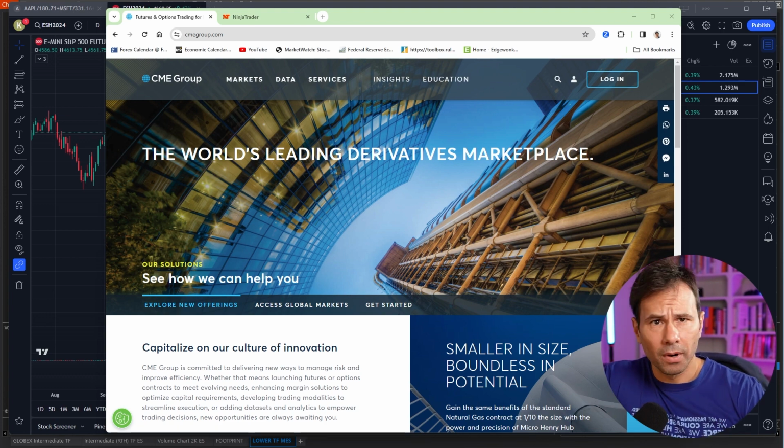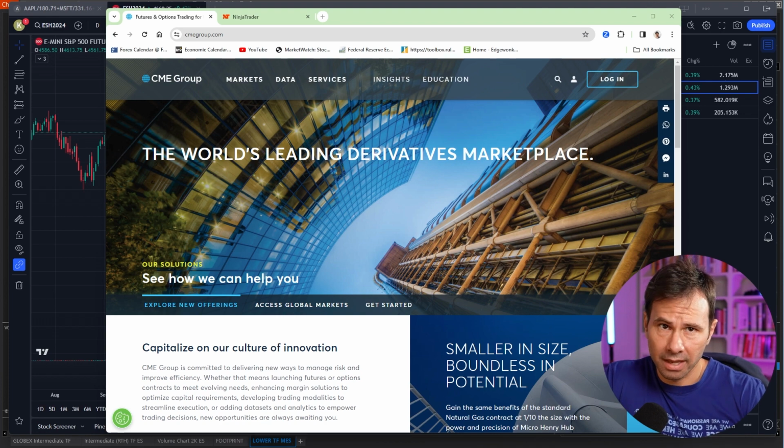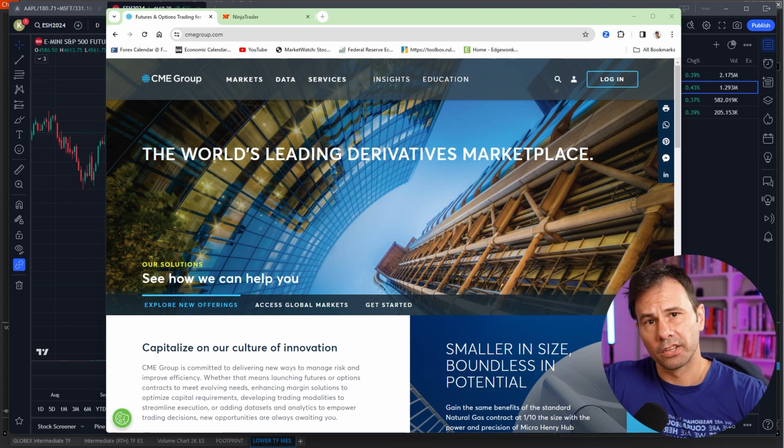Now, different commodities have different expirations. The stock index that I trade, the ES futures, has 4 expirations in a year. The March expiration, June, September, and December, right? So that's very important for you to know.